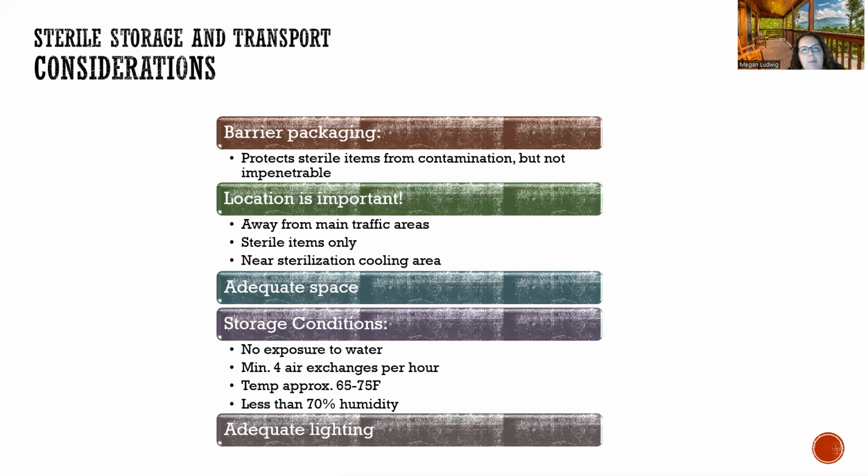Temperatures between 65 and 75 degrees Fahrenheit. 75 is kind of pushing it in my opinion, because you can start to grow bacteria. The higher it goes, the more conducive it is to grow bacteria. Same with humidity.